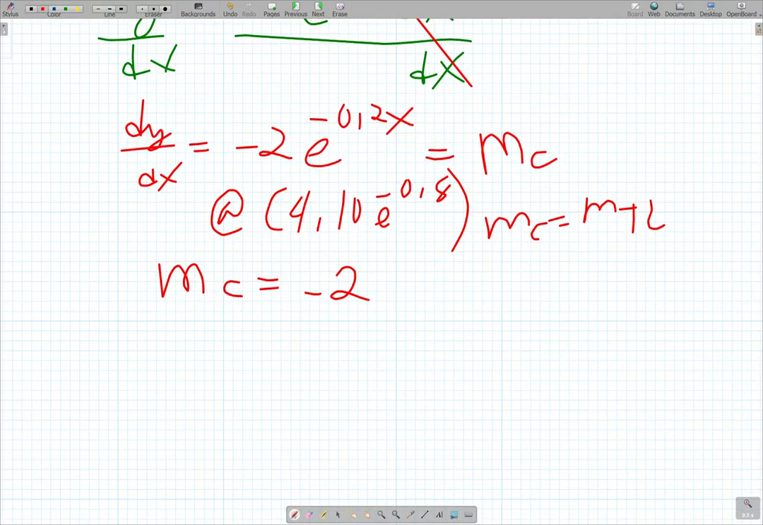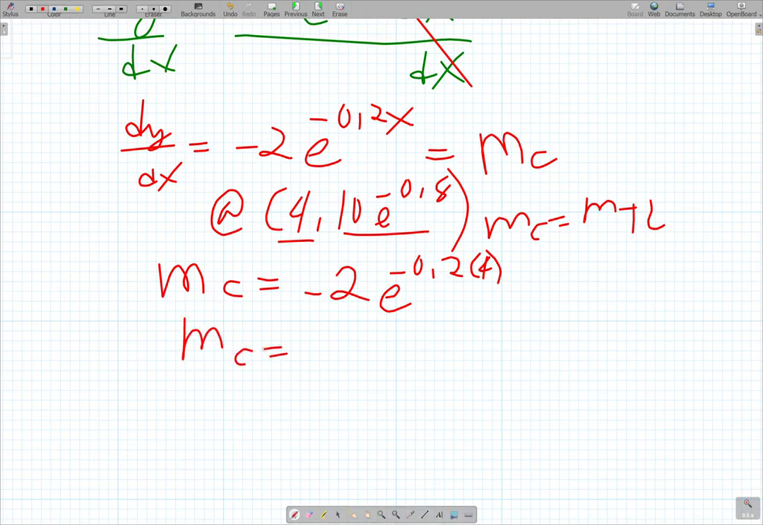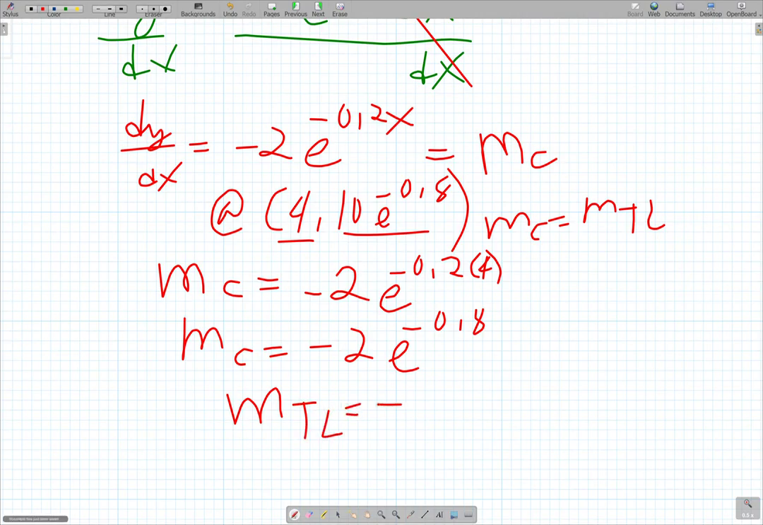The slope of the curve is negative 2e to the negative 0.2 times 4, right? Because at 4 and 10e, we are using 4 for x. So the slope of the curve is negative 2e to the negative 0.8, which is also the slope of the tangent line, negative 2e to the negative 0.8. Right, so we now have the slope of the tangent line.